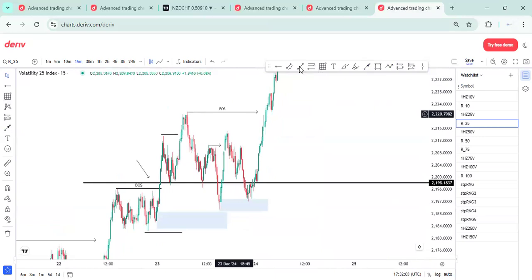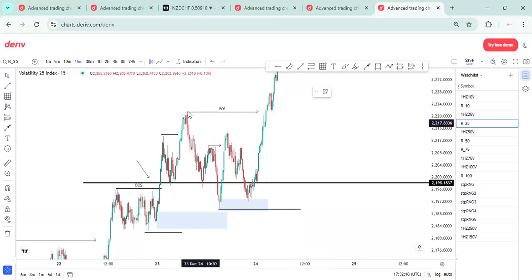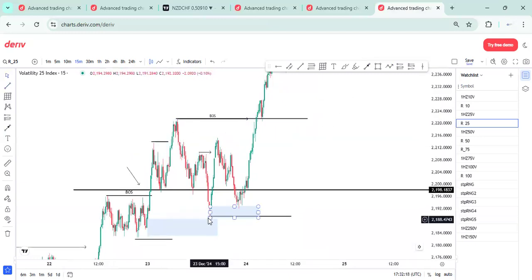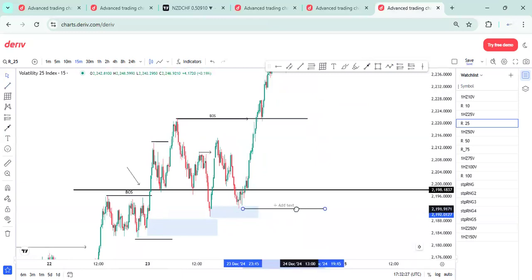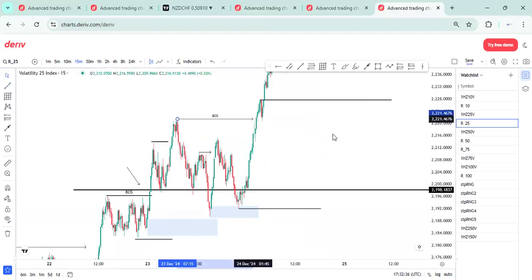All right, so moving forward, we had a break of structure here. Break of structure, and we mark our range low. So this is our range low, and this is our range high, where we had a break of structure. So from our range low to our range high. Now this becomes our new range low, all right? And this becomes our new range high, where we had that break of structure.